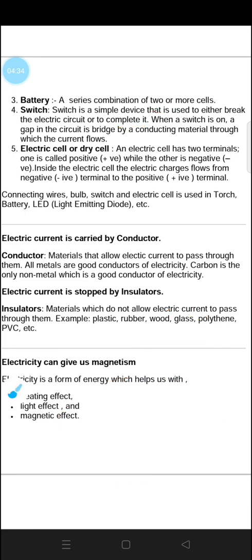When a switch is on, a gap in the circuit is bridged by a conducting material through which the current flows. There is a gap.